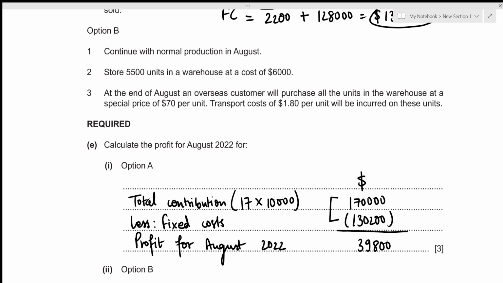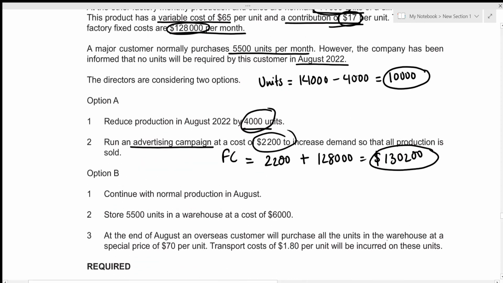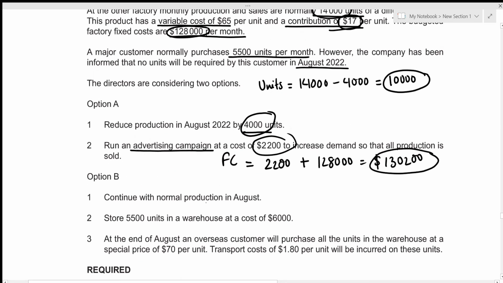Now we can move towards the second option. For the second one, we need to calculate the profit for August 2022 for option B. So let's have a look at our option B. We will be continuing with normal production in August. So that means the units are going to remain the same, which is 14,000 previously. Then store 5,500 units in a warehouse at a cost of 6,000. This cost is not relating to per unit, right? Which means that this is a fixed cost.